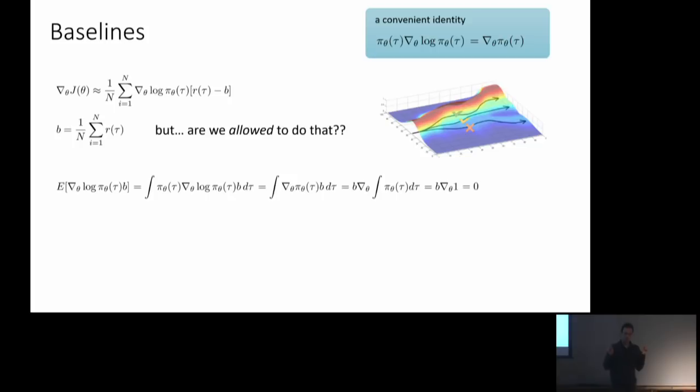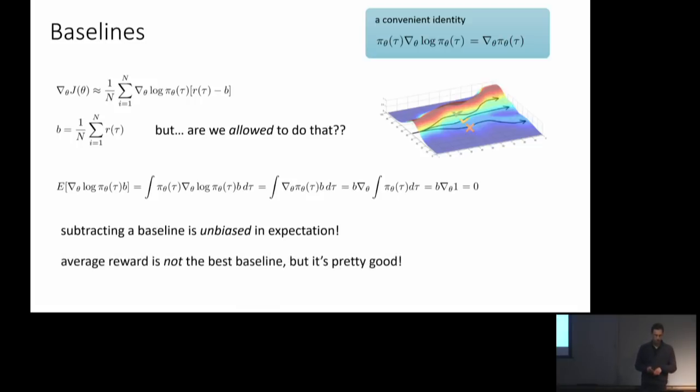And that means that you can take any b, subtract it from your reward, or add it to your reward, and you get the same answer in expectation. But for a finite number of samples, you do not get the same variance. So the variance will change, but the expectation will not change. And that's really nice, because that means that we can choose b cleverly so as to minimize our variance without changing the expectation. So subtracting a baseline is unbiased in expectation.